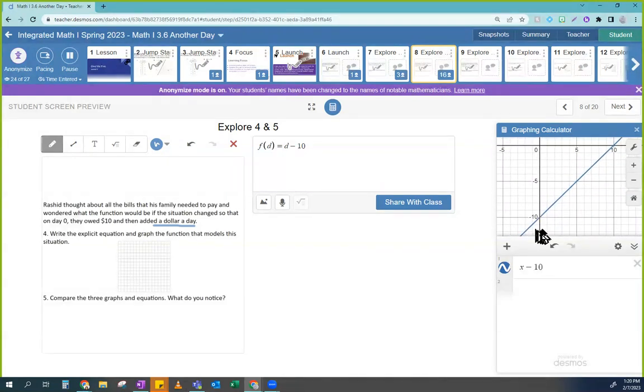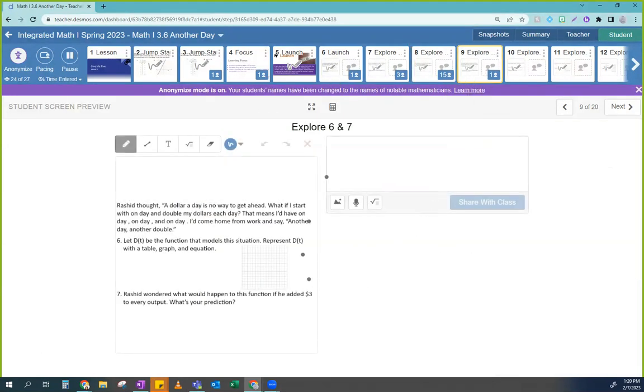Although I wouldn't necessarily consider $10 debt, right? Debt is a little bit more substantial than $10, right? Okay, all right, it's mini debt. I like that. All right, let's continue.